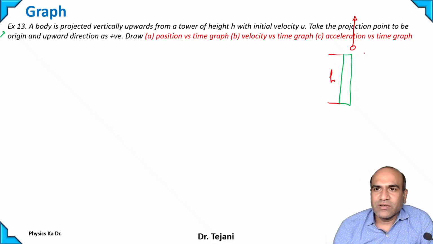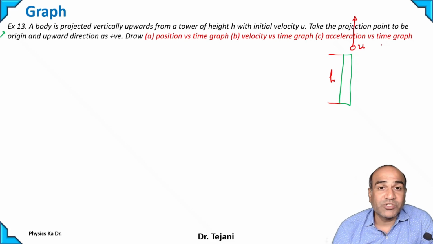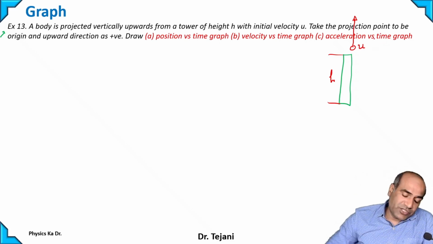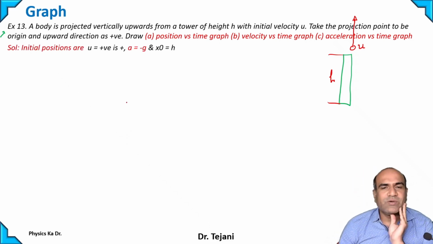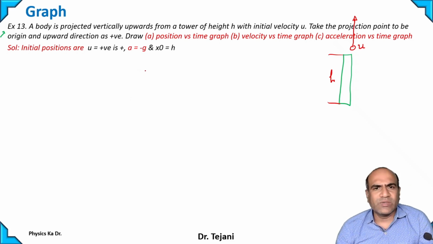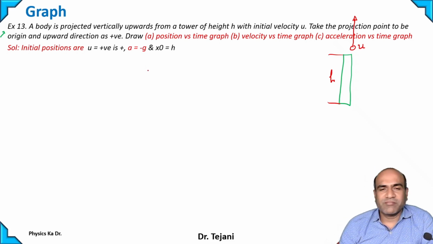With initial velocity u positive. Take the projection point of the body to be the origin, and the upward direction positive. So here initially u is positive. Acceleration is negative as g is pulling it in the downward direction. For any body which is moving freely, acceleration is always negative. x0 is h.